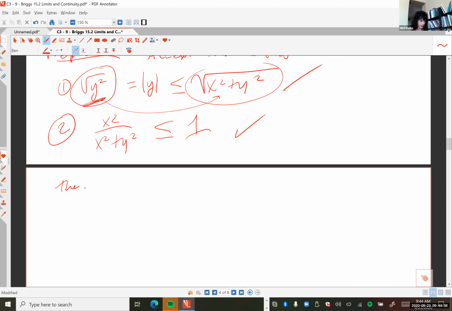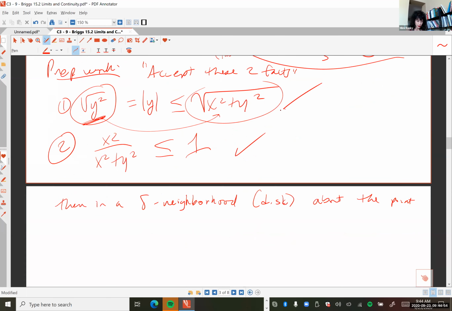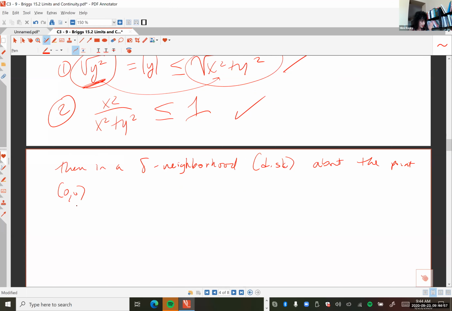Then in a delta neighborhood, that's a fancy phrase for disk, about the fixed point, and the fixed point that we're using is this right here, the (0, 0). That's what we're trying to approach. You have this inequality true: the square root of, and this is where you do the distance formula between an arbitrary point (x, y) and your fixed point (0, 0), is less than delta.